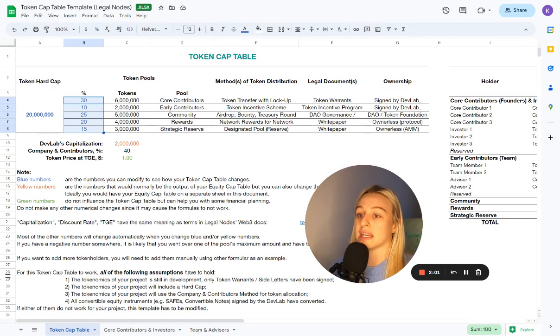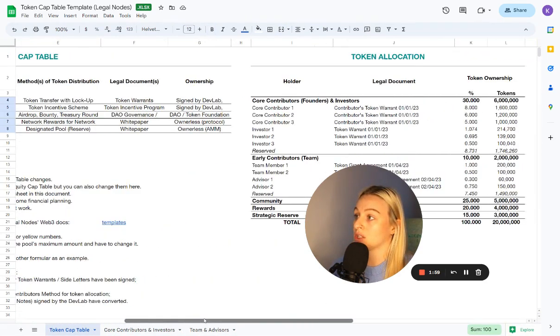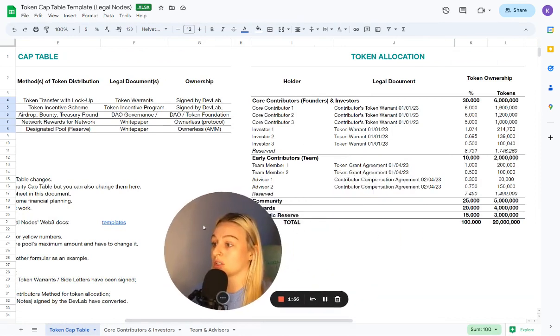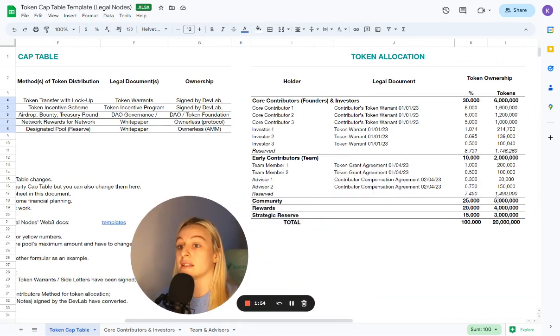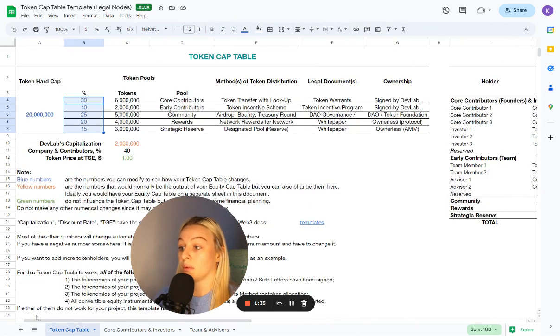So the output data, which is the token allocation, this bit over here, I'll just move myself out the way. So this calculates the number of tokens based on the input data and the formulas that are built into this Google Sheets or Microsoft Excel. It works on both formats. And the formulas that we've built in are something that's prescribed already in the token warrant or the token option agreement that the Web3 founder would be using in their Web3 project.